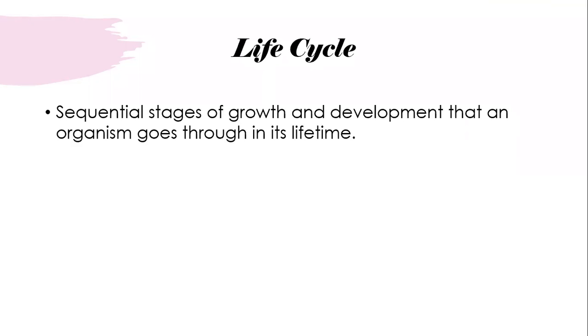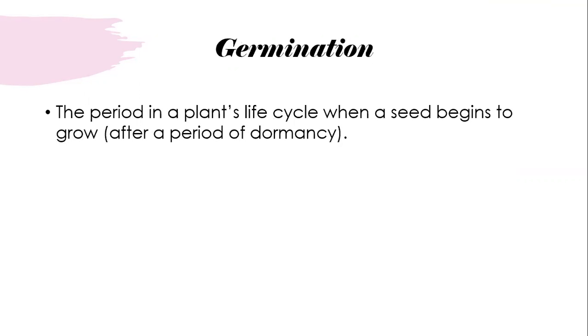The life cycle is the sequential stages of growth and development that an organism goes through in its lifetime. Germination is the period in a plant's life cycle when a seed begins to grow after a period of dormancy.